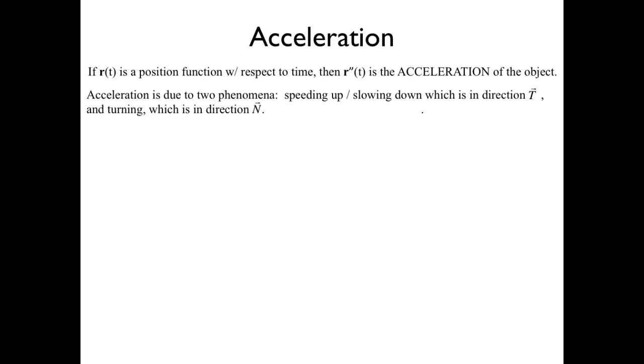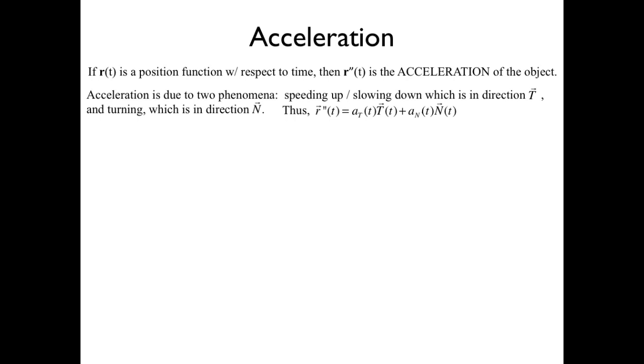N, right? So that'd be n. So we can dissect acceleration into the amount of speeding up, slowing down, times the t vector, plus the magnitude of turning times the n vector. And that would give us this r double prime vector.